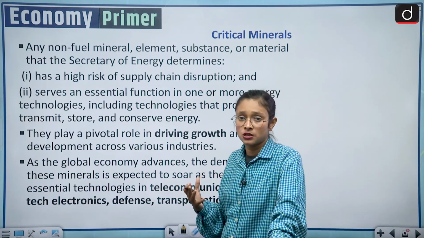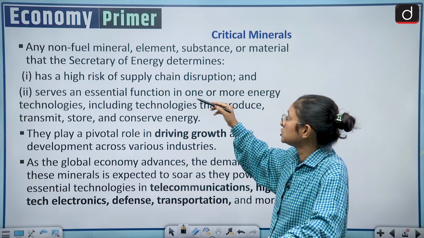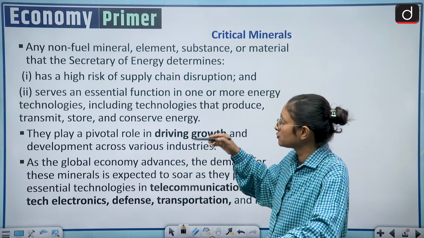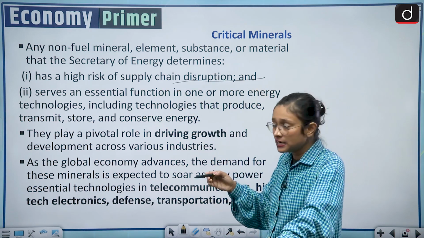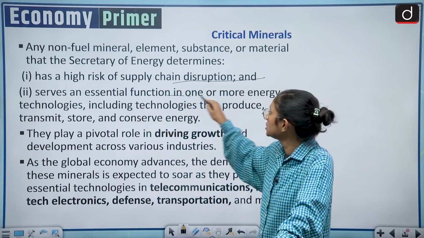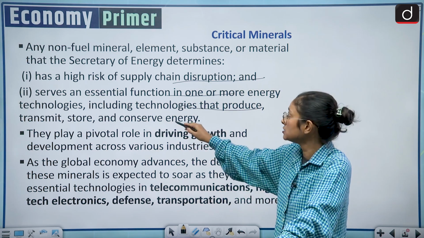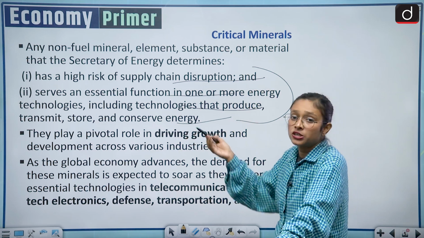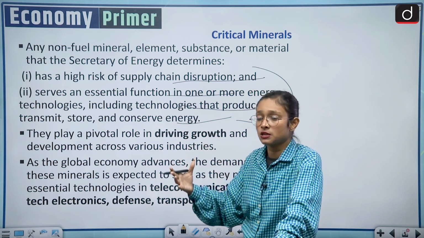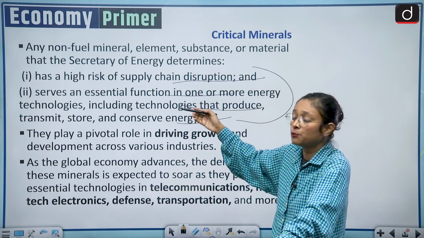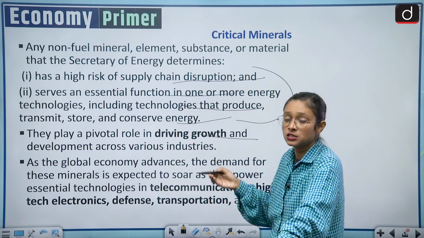So what are critical minerals? Any non-ferrous mineral element, substance or material that the Secretary of Energy determines, and they have two criteria. The first criterion is that it has a high risk of supply chain disruption, and the second is that it serves an essential function in one or more energy technologies, including technologies that produce, transmit, store and conserve energy. In the discussion part, we said we'll try to relate energy resources and critical minerals. Here it shows how they are important to each other, and they play a pivotal role in driving growth and development across various industries.